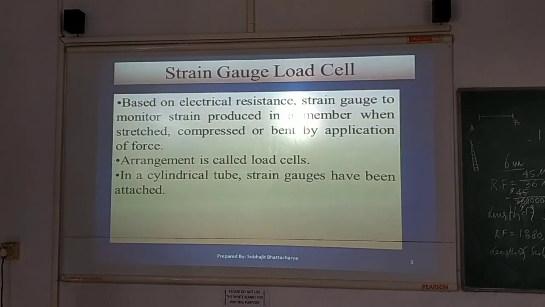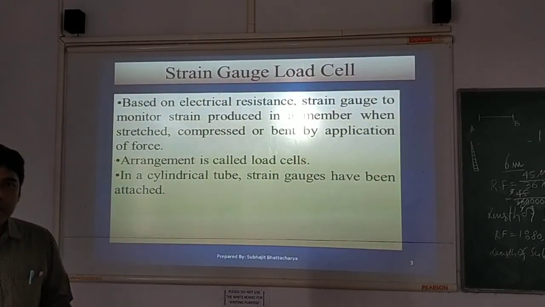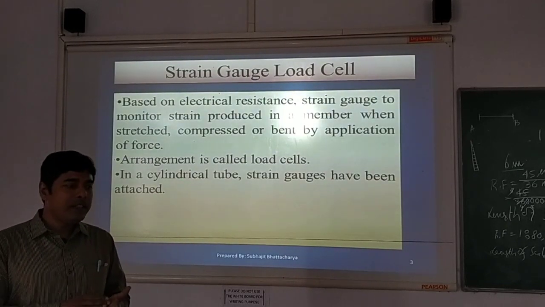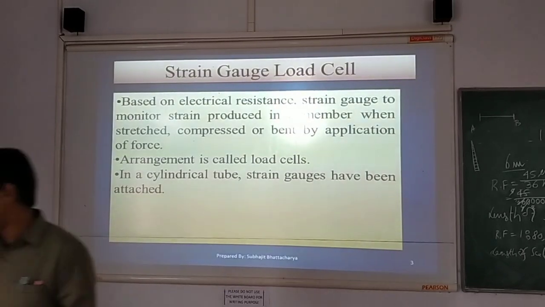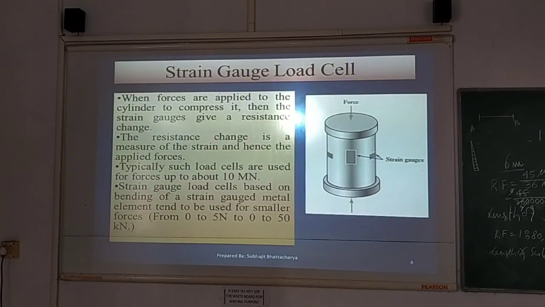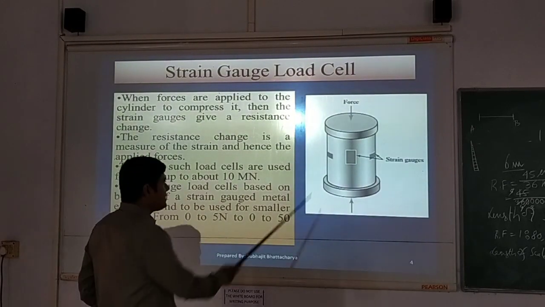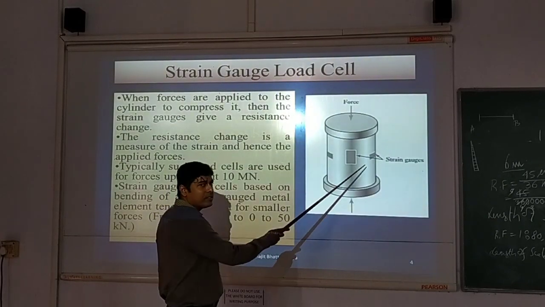Now, strain gauge load cell. We have already discussed strain gauges, how strain gauges can be used for measurement of displacement, or say deflection of beams, etc. The same things can be used as a load cell. What might be the structure of that load cell? Suppose this is one load cell. Now two sensors will be attached in this manner and two sensors will be attached in this manner.